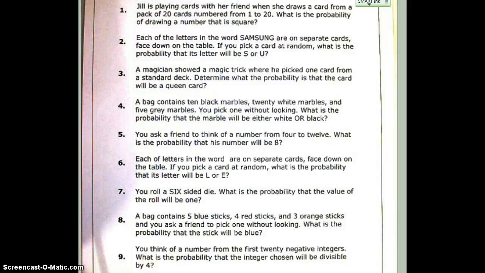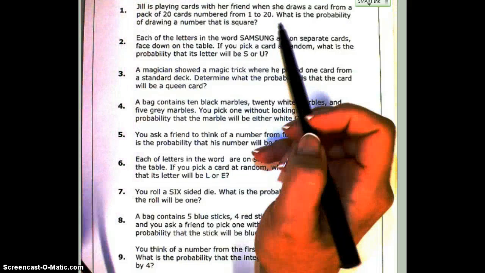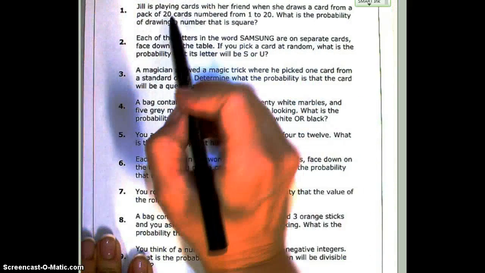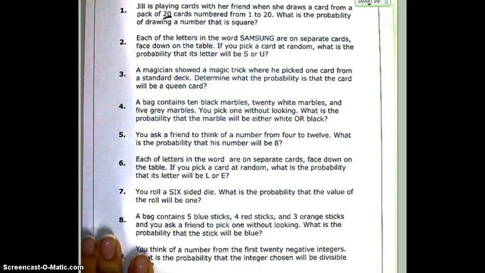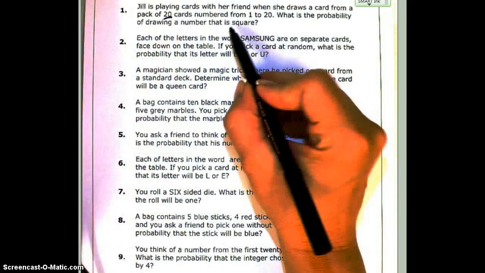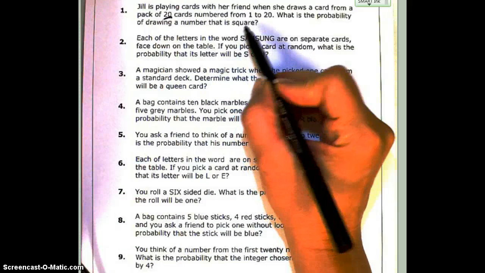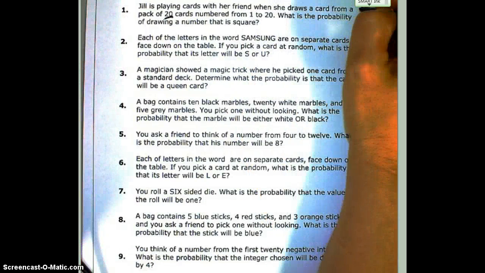Okay, fifth graders, tonight's homework with probability. The first one is talking about playing cards with her friends. When she draws a card from a pack of 20, numbered 1 to 20, what's the probability of drawing a number that is a square number? Think back, way back to September, square numbers. Those are the ones where when you cut out the array, they actually made a square.